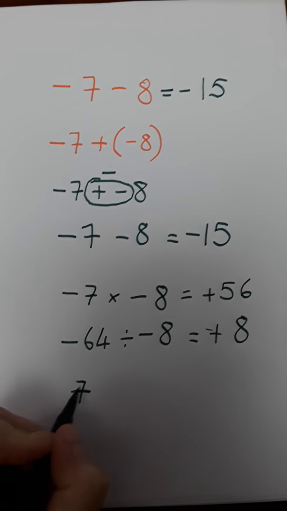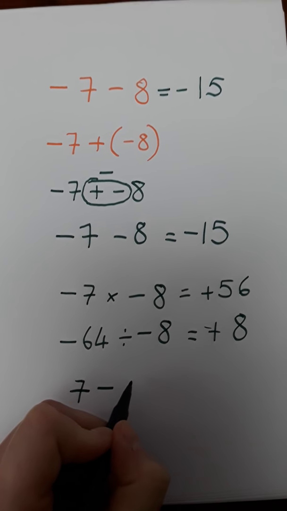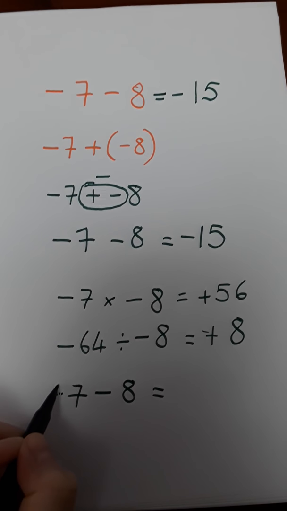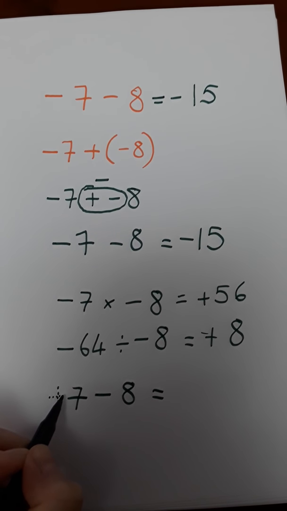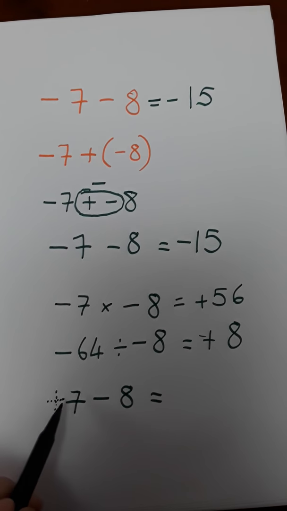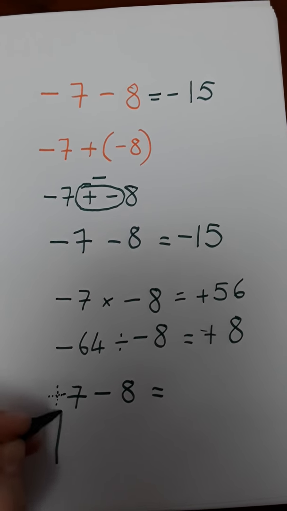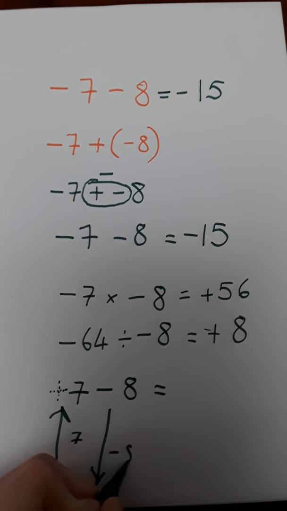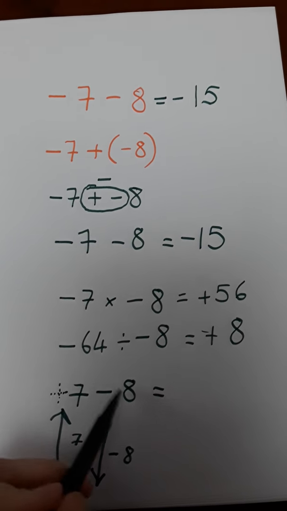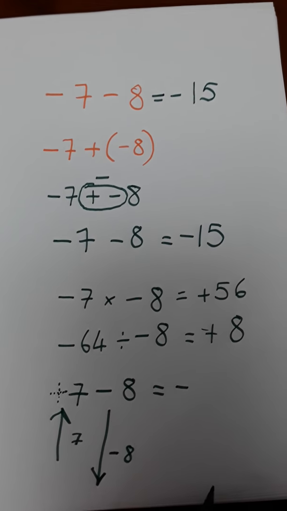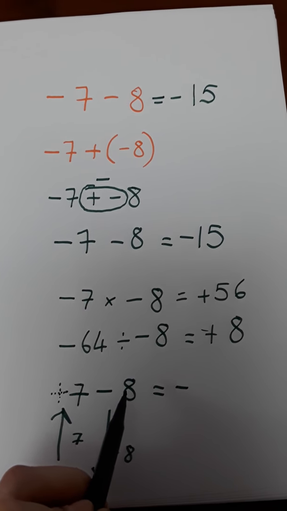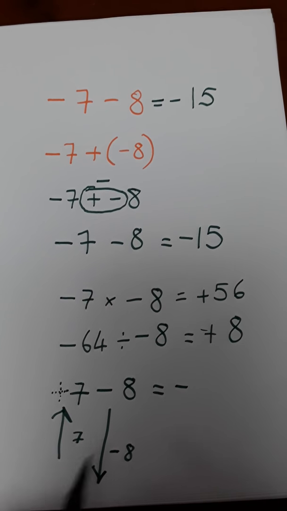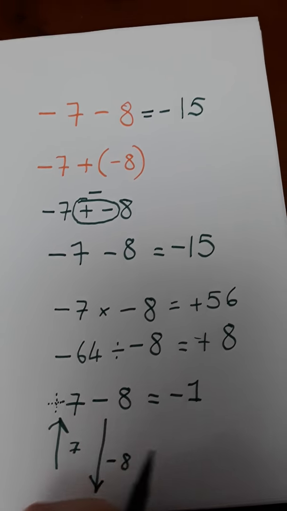So let's have a look at this one then. 7 minus 8. Well, this one really has an imaginary positive in front. We just don't bother to write it because it's a waste of ink. So we're going up by 7, but we're going down further, which is by 8. So our negative's bigger, so we know we're going to have a negative answer. So the difference between going up 7 and back down by 8 is 1, so it's -1.